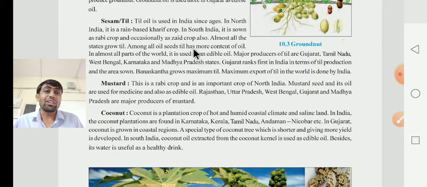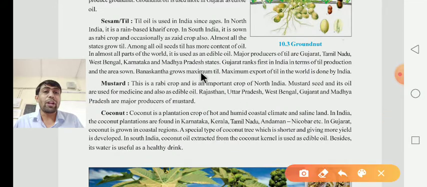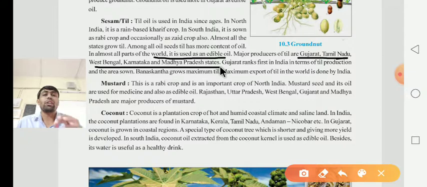Among all the oilseeds, til has more oil content. In almost all parts of the world, it is used as an edible oil. Edible oil means khadya tel. Major producers of til are Gujarat, Tamil Nadu, West Bengal, Karnataka and Madhya Pradesh states.